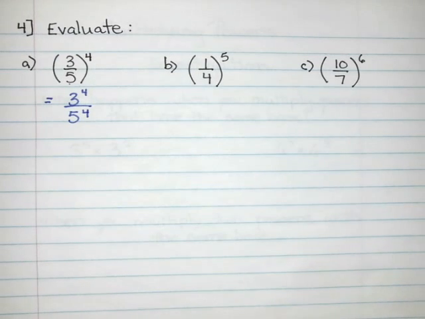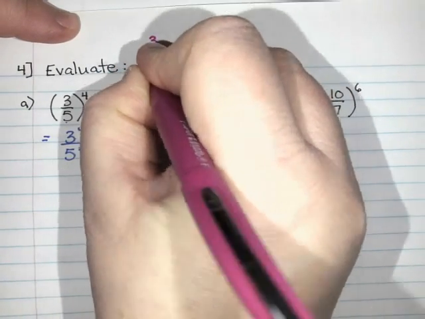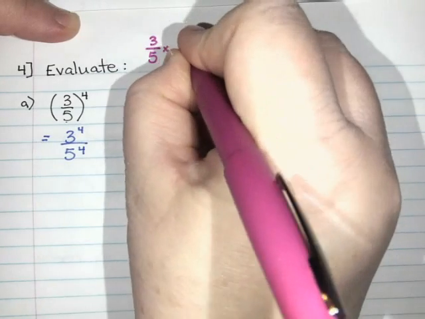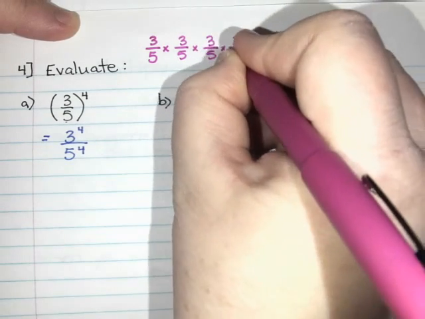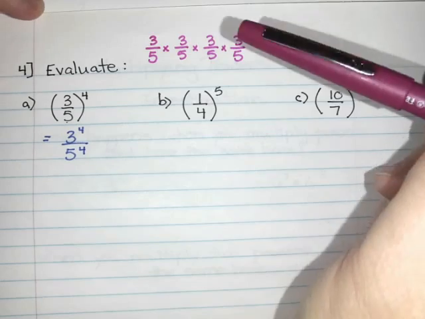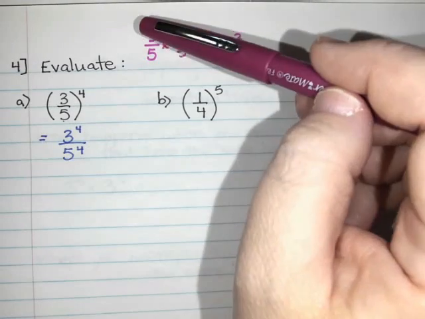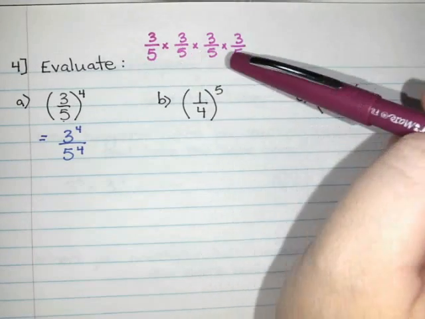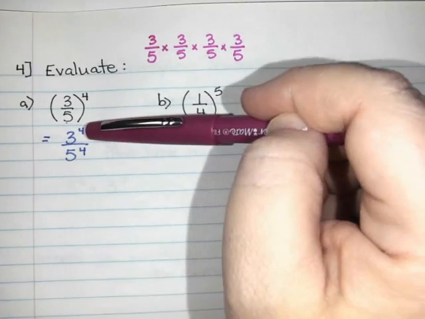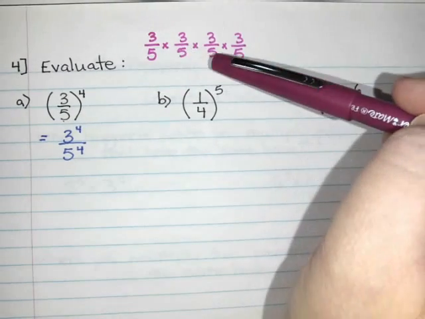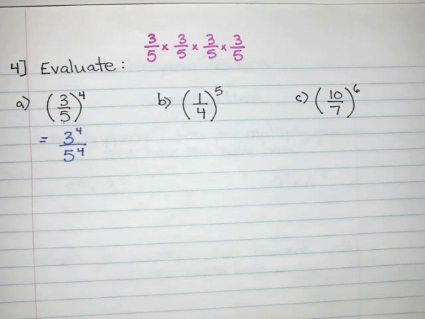Now, if you're dying to know why, if I think about 3 over 5 to the power of 4, that means it's 3 over 5 times 3 over 5 times 3 over 5 times 3 over 5. So we are multiplying 3/5 by itself 4 times. So when you multiply fractions, you do numerator times numerator and then denominator times denominator. So we're going to end up doing 3 times 3 times 3 times 3, which is the same thing as 3 to the power of 4. And we're going to end up doing 5 times 5 times 5 times 5, which is 5 to the power of 4. And then from here, I am just going to use my calculator.